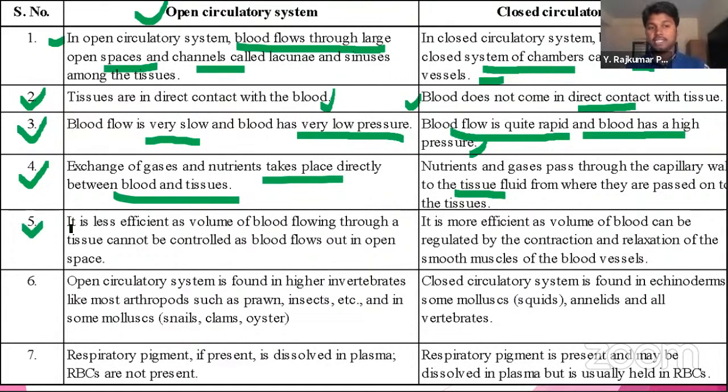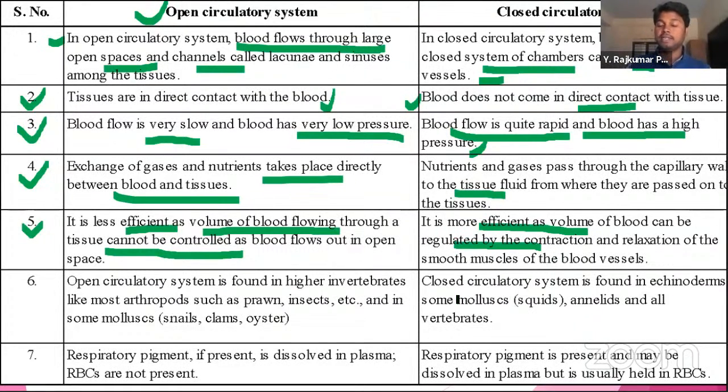The next point, fifth point, open circulatory system. Open circulatory system is less efficient as the volume of blood flowing through tissue cannot be controlled as blood flows in and out. But closed circulatory system is efficient because it is regulated by the contraction and relaxation of the muscles of the blood vessels. The open circulatory system is less efficient and closed is more efficient because in the closed circulatory system there is regulation and there is contraction and relaxation of the muscles.